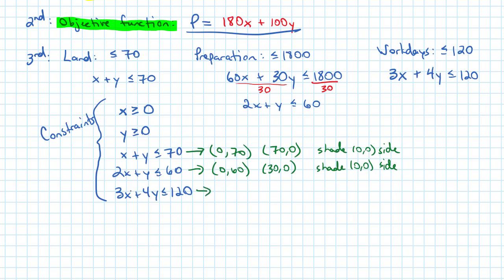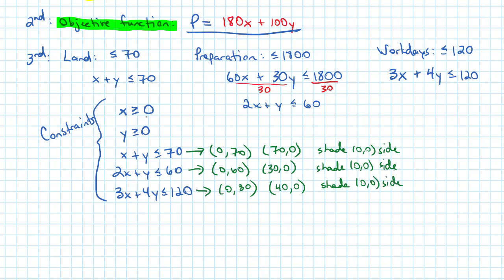Alright, one more time. If we plug in 0 for x, we get 4y equals 120, and if we divide both sides by 4, we can see that y is 30. If we plug in 0 for y, 3 times x equals 120, so x has to be 40. And if we plug in 0, 0, that's true, so we again shade the 0, 0 side.